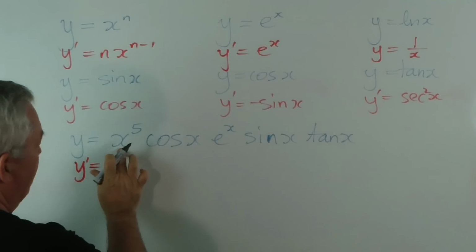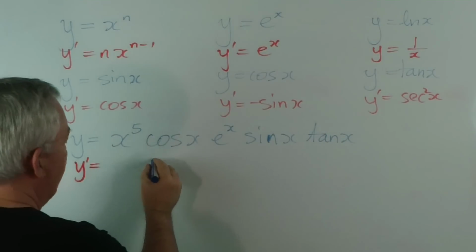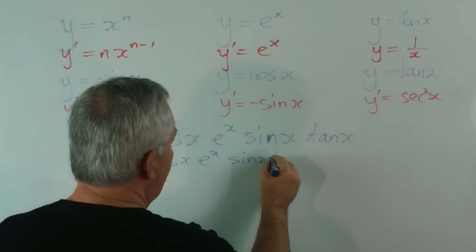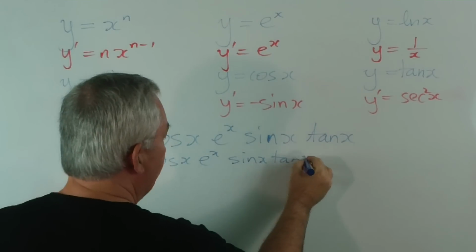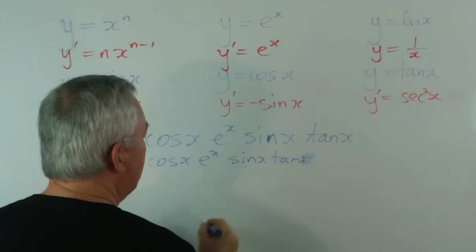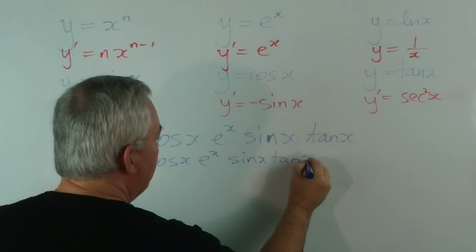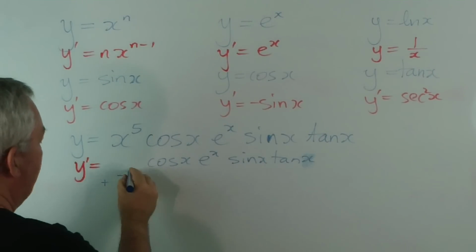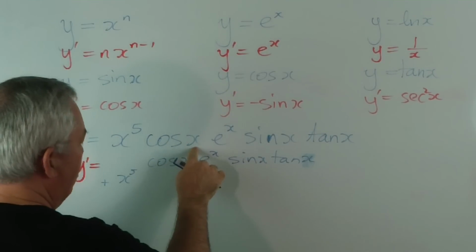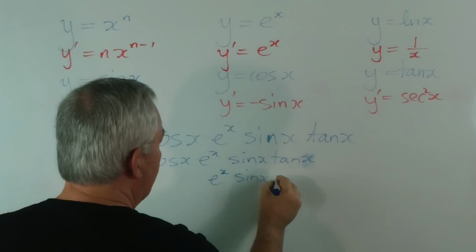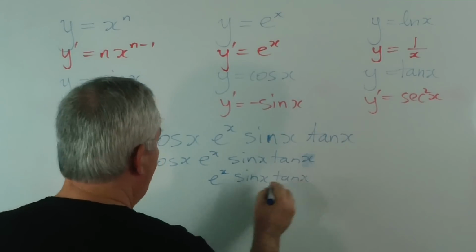We're going to first of all work out the derivative of x to the 5th, so we're going to leave the cos x, e to the x, sine x, tan x in place. It looks awful. There we go. It's not much better. Then we're going to leave the x to the fifth in place and work out the derivative cosine of x and leave the e to the x sine x tan x.